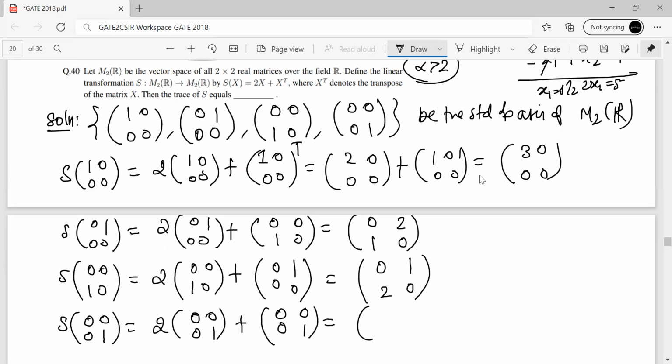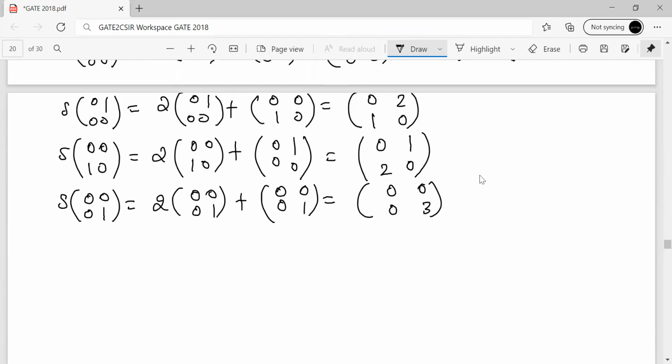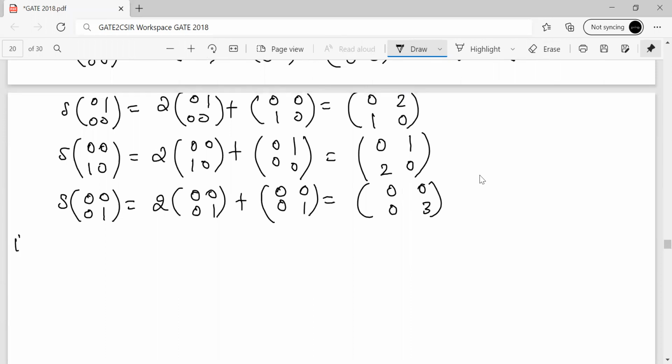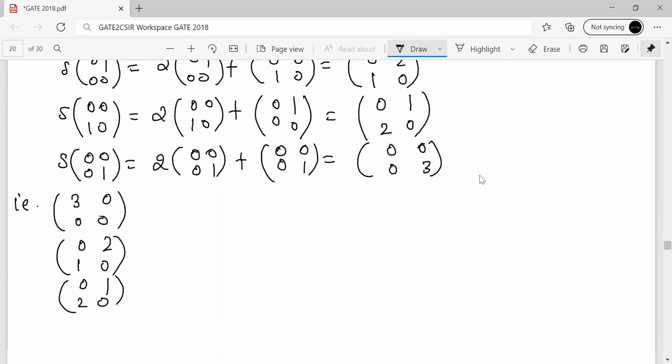Again same thing. So I get here 0 0 0 3. Okay, so the matrices that we have obtained, we have to write down in the linear combination. So the first matrix that you got is 3 0 0 0, and the second we have is 0 2 1 0, and the third one is 0 1 2 0, and the fourth one is 0 0 0 3. So we have to write down in the linear combination of standard basis.